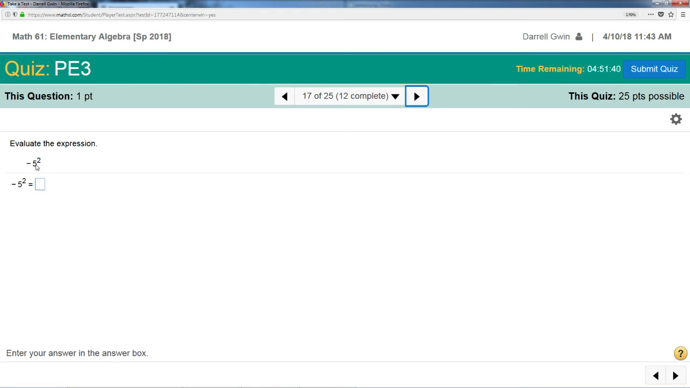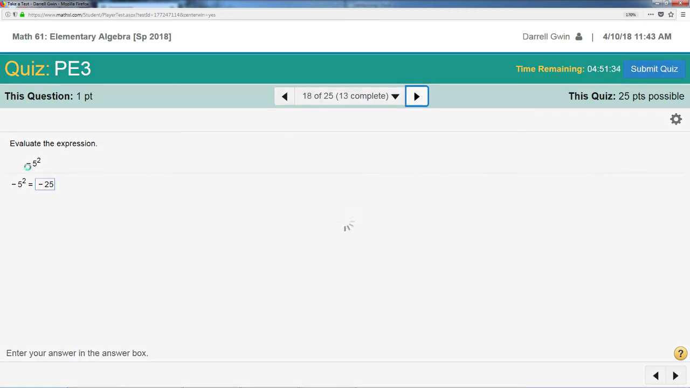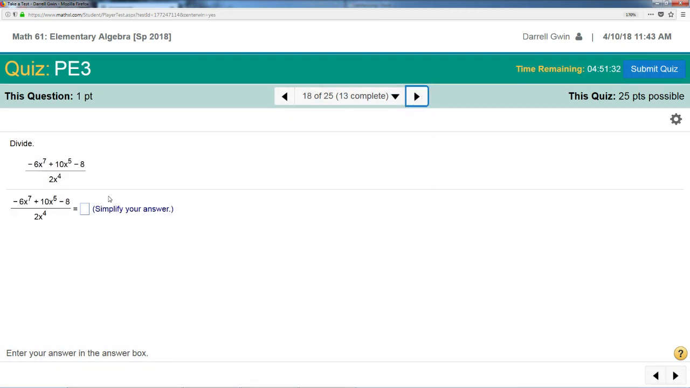Oh, this is positive 5 times positive 5, which is positive 25, but we tack on the negative. You guys better know how to do that. It's free points right there.